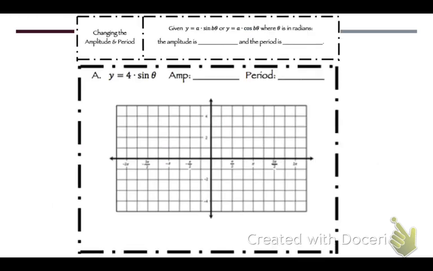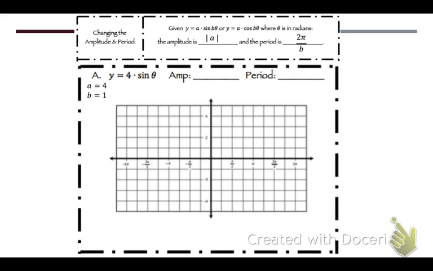Cool. Let's get into actually graphing some where the amplitude changes. So if you're given y equals a sine of b theta, or y equals a cosine of b theta, where theta is in radians, a is your amplitude. The absolute value of a is your amplitude. And the period is 2 pi over whatever your b value is. Okay?